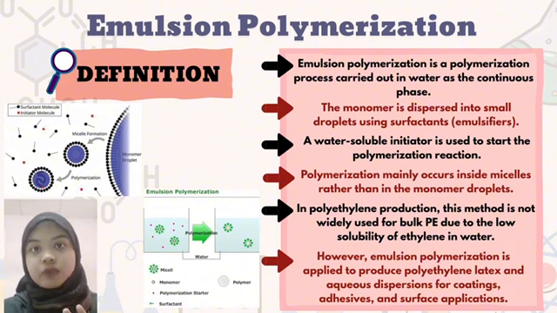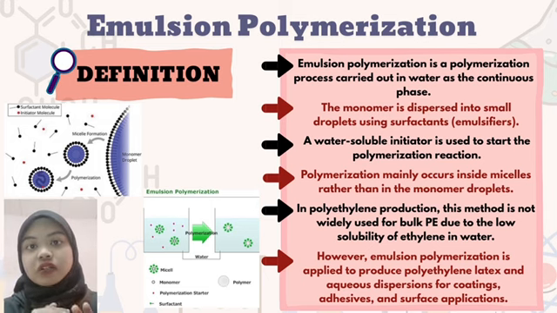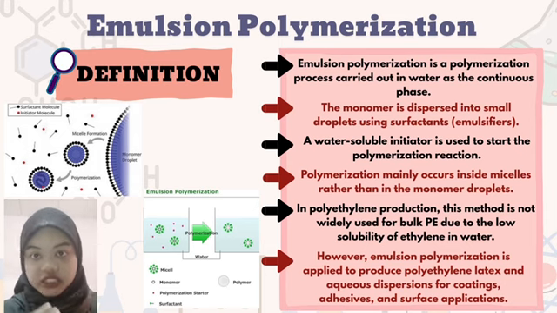In polyethylene production, this method is not widely used for bulk polyethylene due to the low solubility of ethylene in water. However, emulsion polymerization is applied to produce polyethylene latex and aqueous dispersion for coatings, adhesive and surface applications.